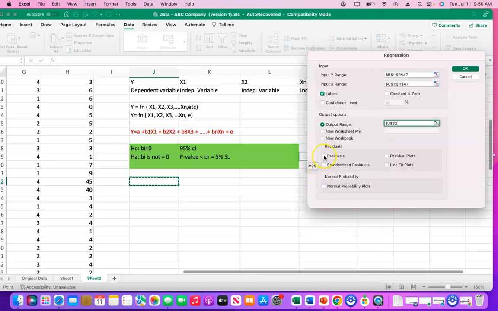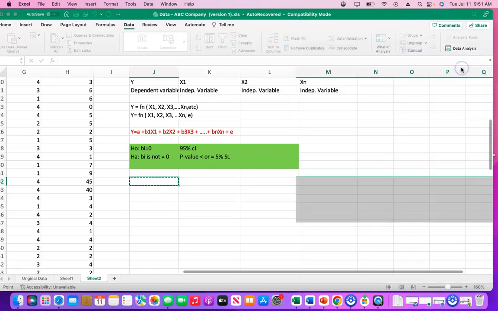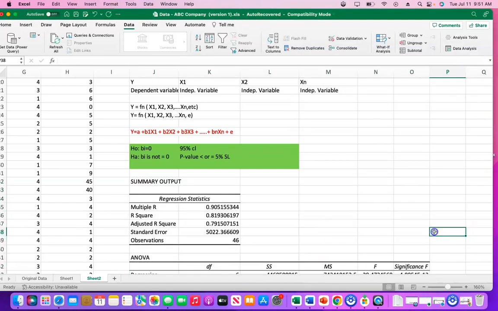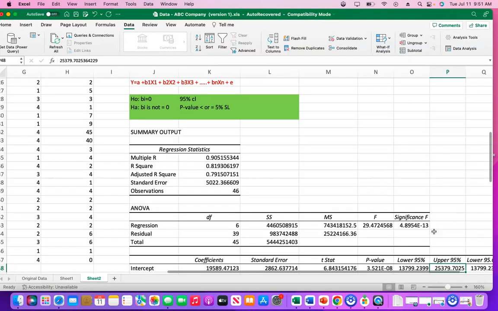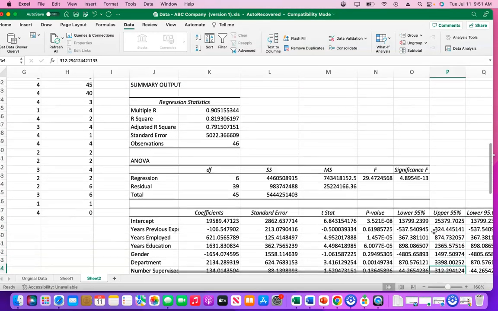You can also get the residuals, but at this time I'm not going to consider this. Remember, you can get anything you want, like you can plot the residuals, the line fit, standardized residuals, and even a normal probability plot. I'm not going to do that at this moment. So all I'm going to do is click OK. And when you click OK, you can see that we have our results.